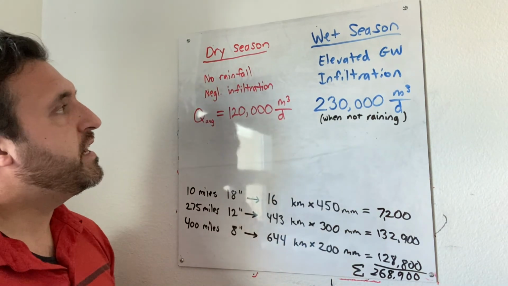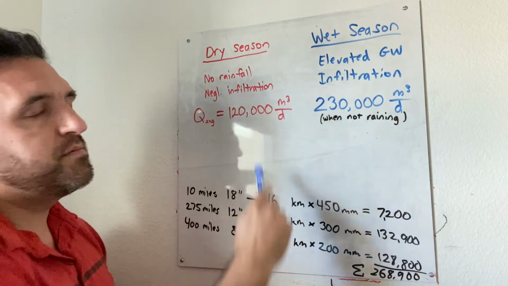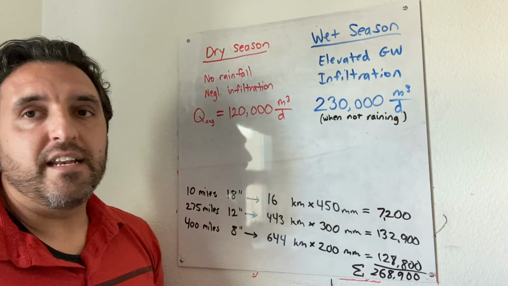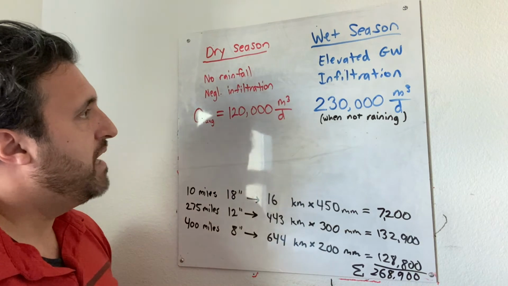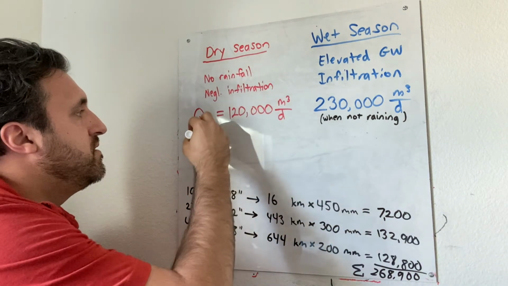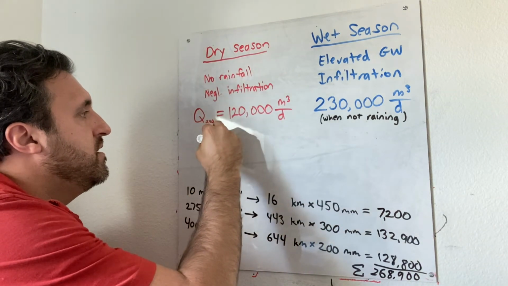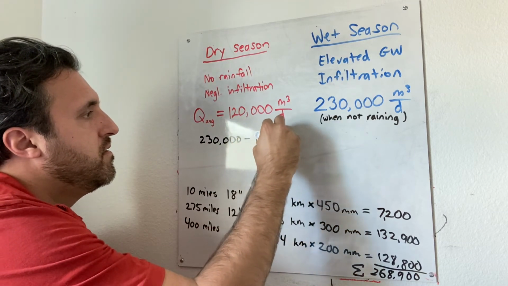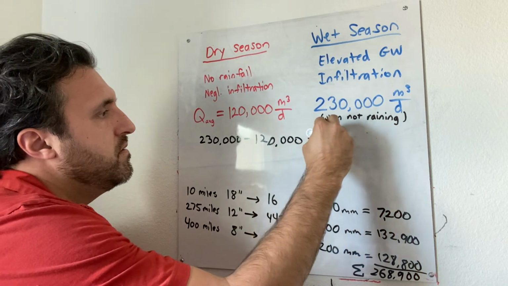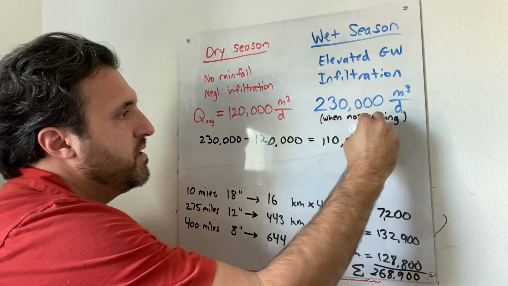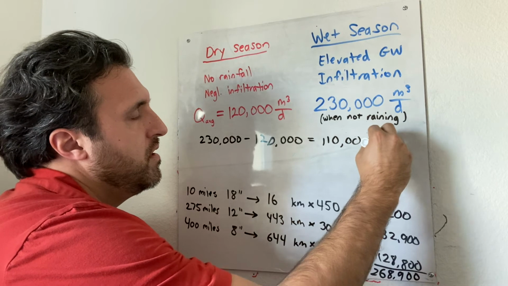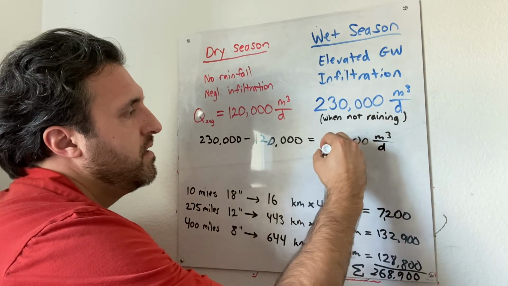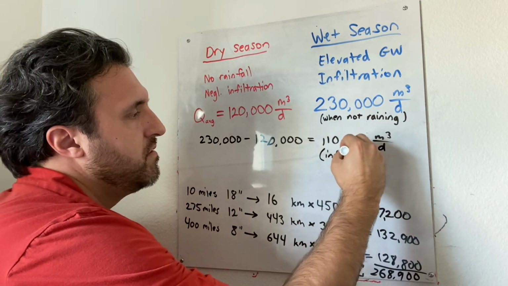So the first part here is just to determine the difference between infiltration and no infiltration. And we just do that by looking at the difference between those two flow rates. So 230,000 minus 120,000 equals 110,000 cubic meters per day. So we can assume that that comes from infiltration.